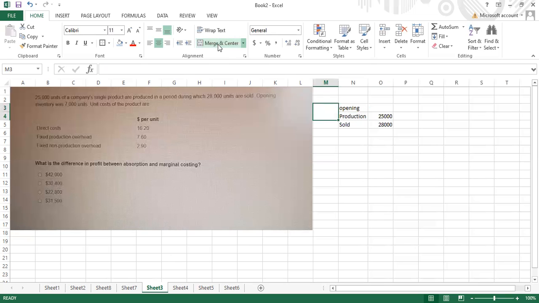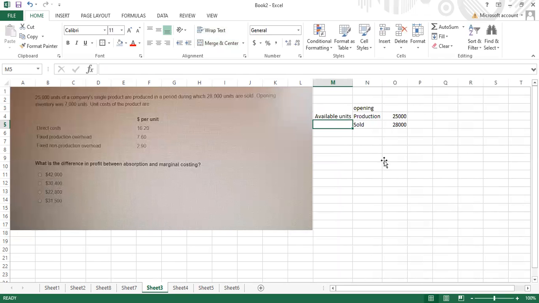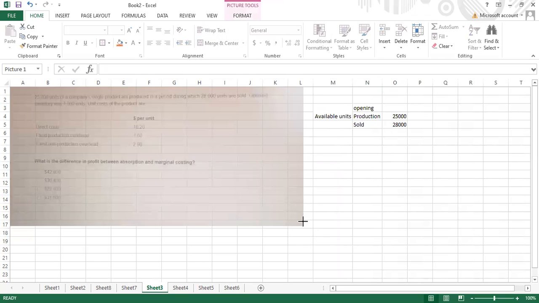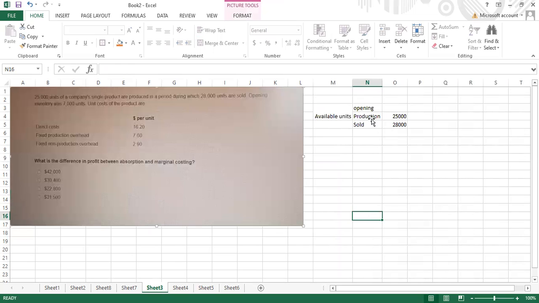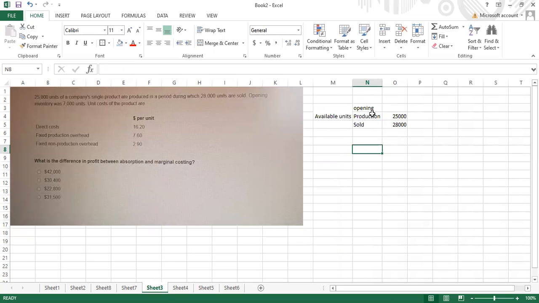Let me write it. Always, whenever you see that sold units are more than production, it means there must be opening stock. So it means available units. This is called available units: opening and production. Okay, so it's saying that sold is this and opening they're not telling. Let's see. Opening, it's written here. Opening is 7,000. See, opening inventory was 7,000.